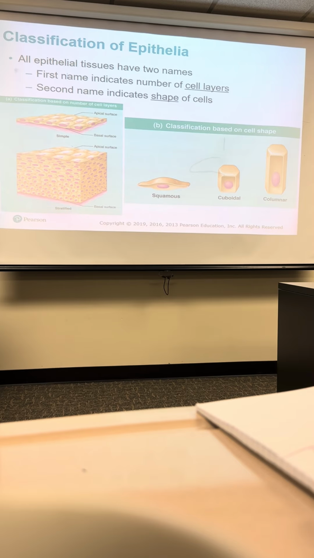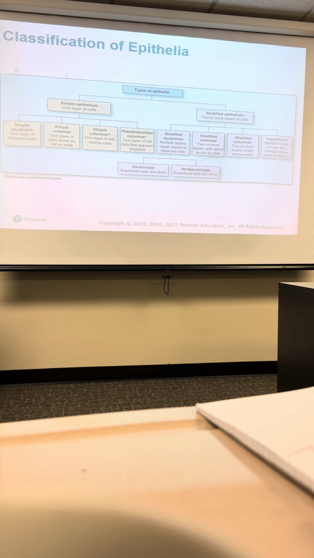What about their last name? Their last name comes from the shape of the cell. There could be many different shapes of cell. One type of shape is the flat cell, and we call it squamous. If they have one layer of flat cell, we call it simple squamous. If they have multiple layers of flat cell, we call it stratified squamous.